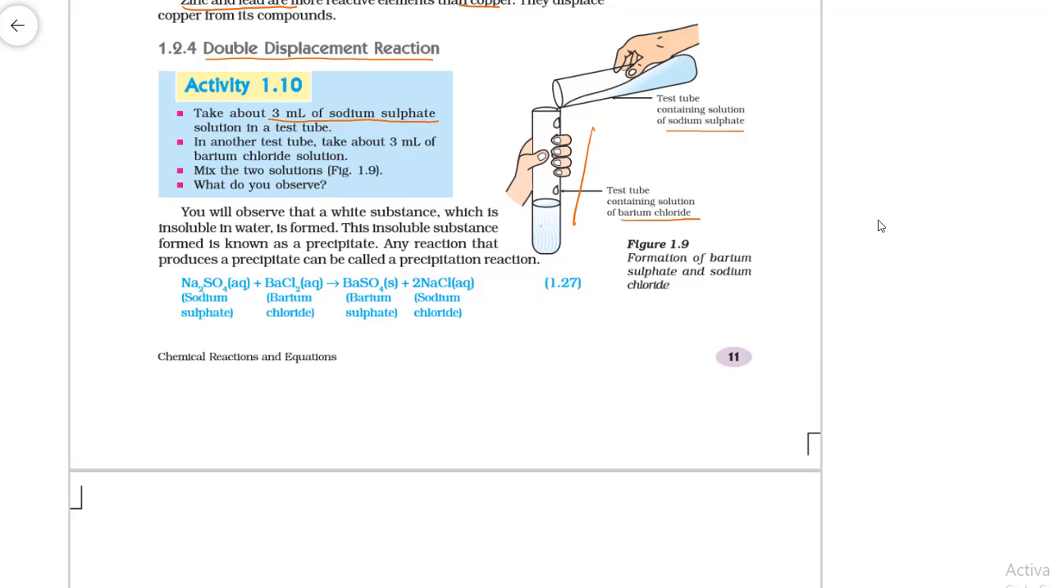When these both are mixed, you will get an insoluble substance, that is nothing but which is not mixed properly, and actually we are going to get a white creamy like thing, that is called as what? Precipitate.